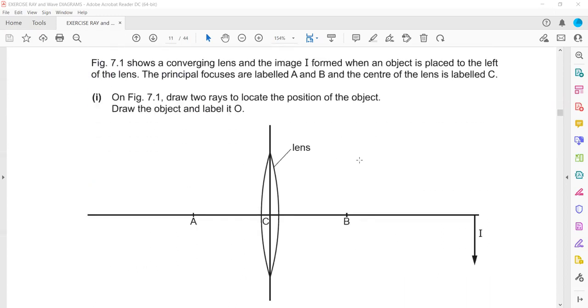Figure 7.1 shows a converging lens and the image is shown. An object is placed on the left of the lens. The principal focuses are labeled as A and B, and the lens is labeled as C. On the figure, draw rays and locate the position of the object. How can we locate the position of the object? First thing, from the object, if there is a parallel light ray, where will it pass? It will always pass through the focus.